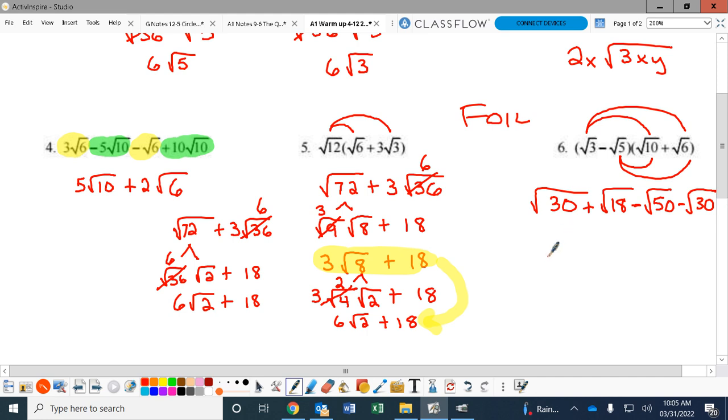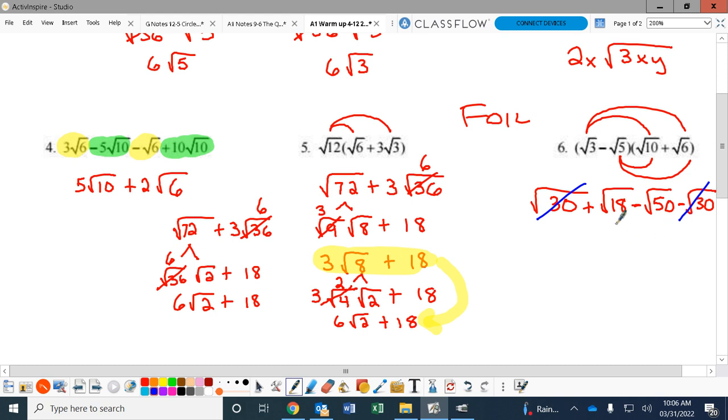Now before we do anything, guys, do you see what happens with two of the radicals? They do what to each other? They cancel each other out. This square root of 30 at the beginning and this square root of 30 at the end cancel each other out. Then you break down the other two radicals.